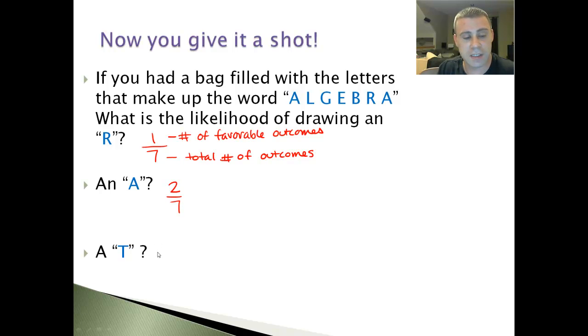And last, the probability of drawing a T. Well, there are no T's in algebra. There are still 7 letters, though. So the probability of drawing a T would be 0 out of 7, and we all know that 0 divided by any number is just 0. So there's 0 probability of drawing a T. Yes, you can have 0 probability. In fact, I want you to keep that in the back of your mind. If you're taking notes, I would write that down, just so that you can refer back to it.